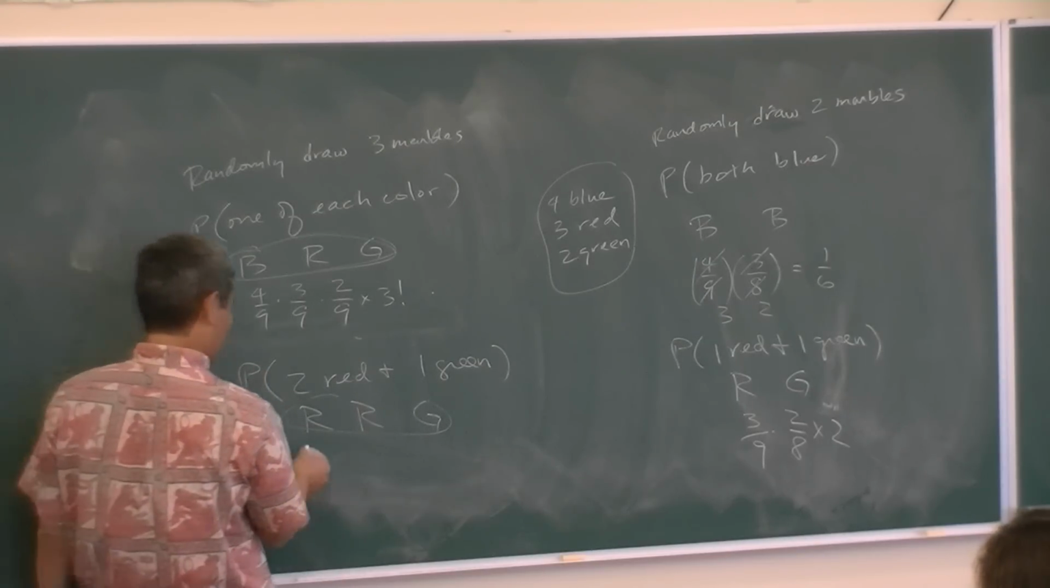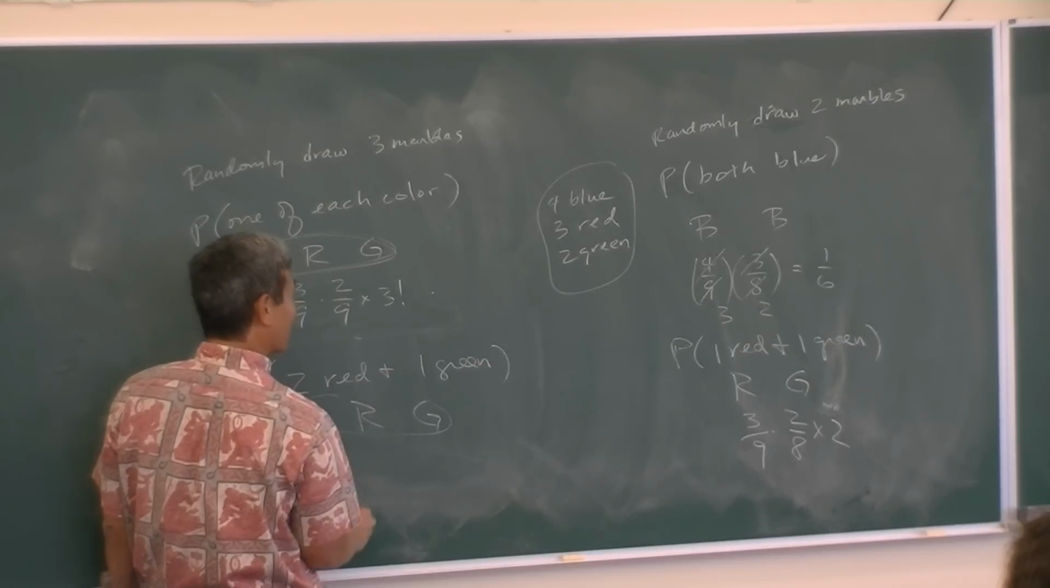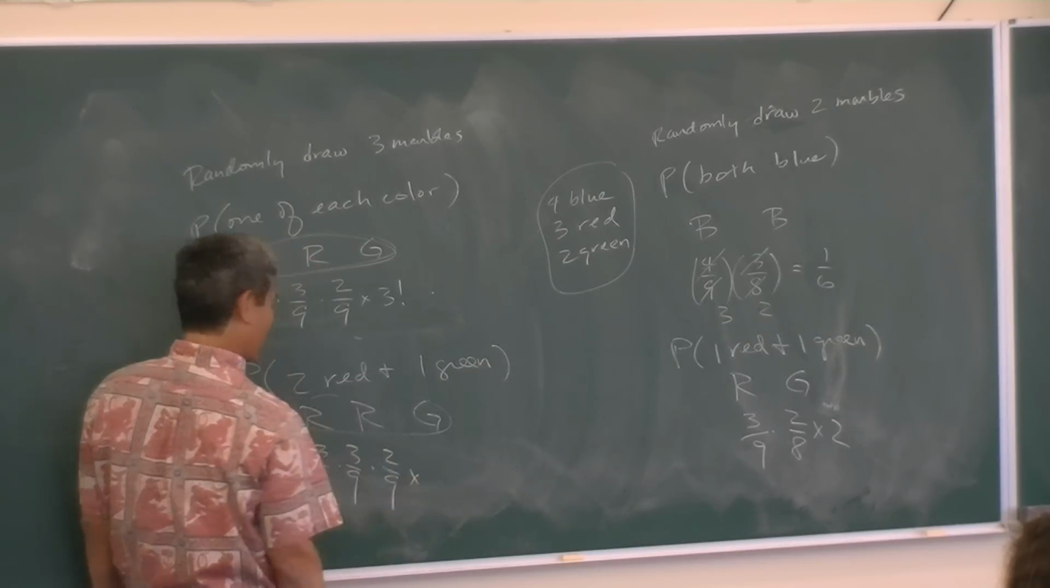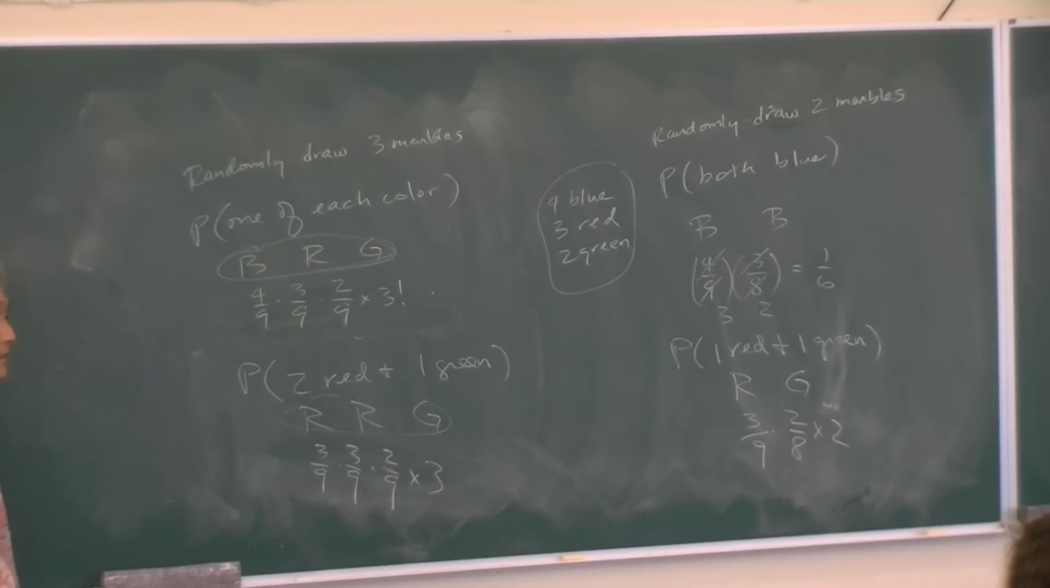Okay, what about this? What's the probability of pulling out a red on the first draw? 2/9. Put it back in the jar. 3/9. Back in the jar. 2/9. And what do I multiply by? 3. There you go. It's pretty easy, huh?